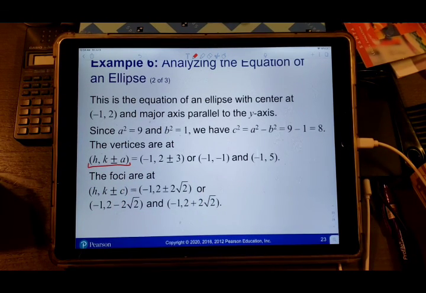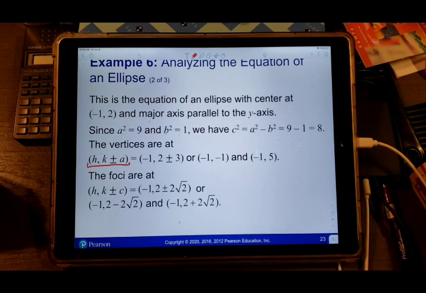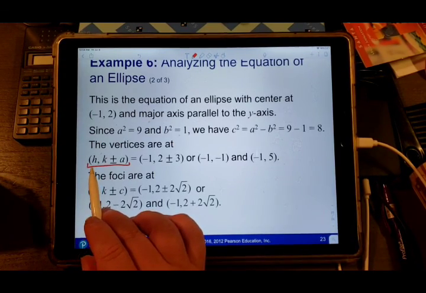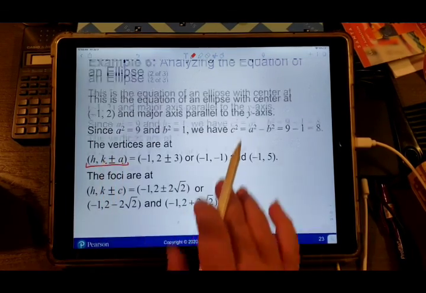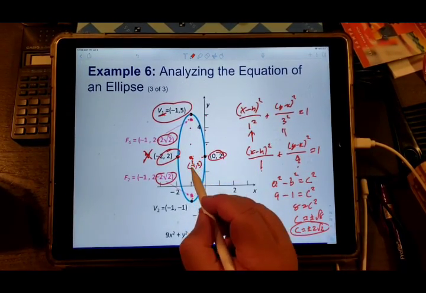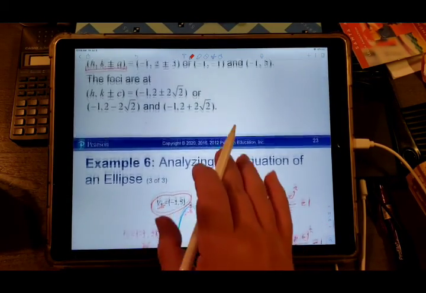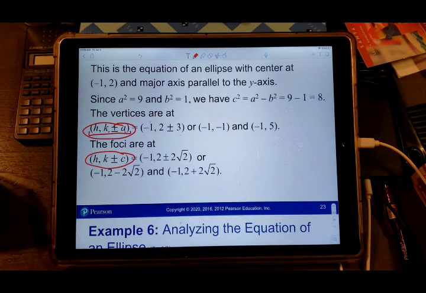If you were programming a computer to find the vertex, this formula works, I guess. H, comma, K. And what are they doing? They're adding A to K. Here K is 2. They're adding it to find the vertex. I'm really not a fan of these formulas. They're great if you're programming a computer, and some of you do that. Some of you are computer science majors.